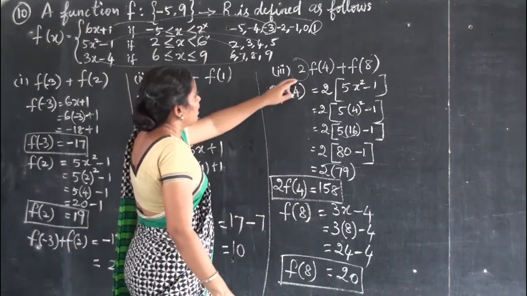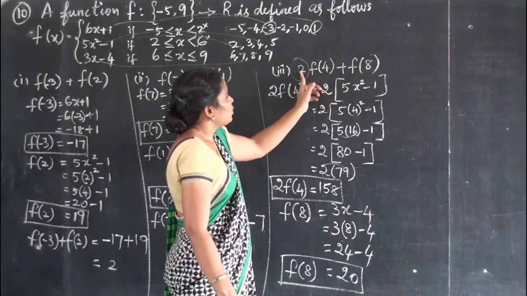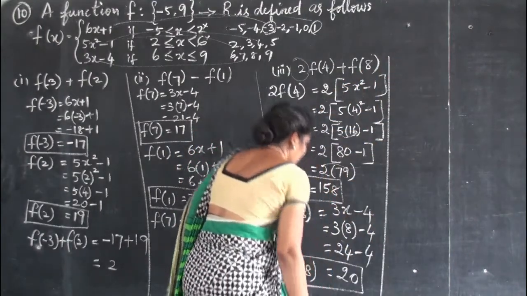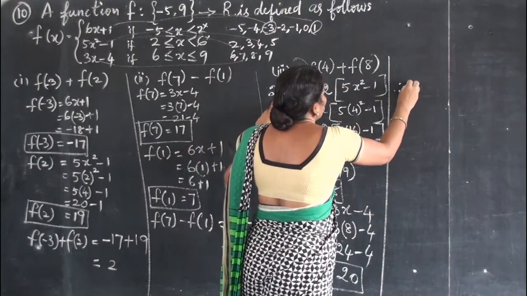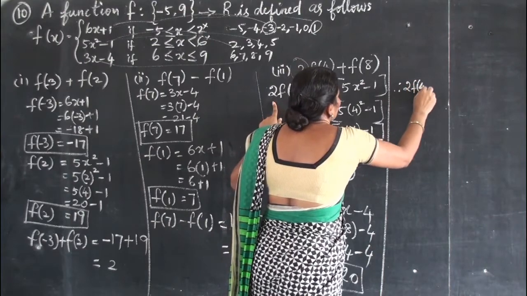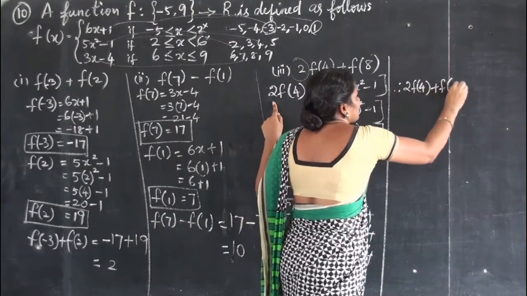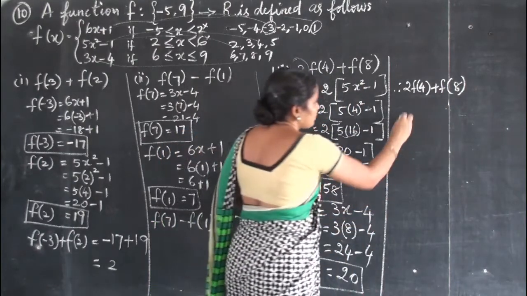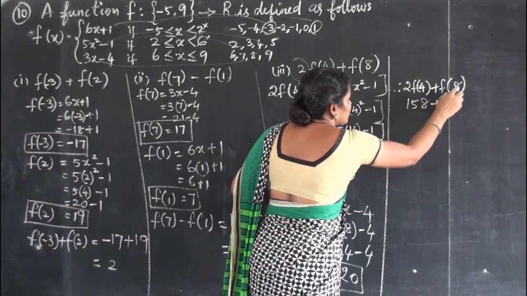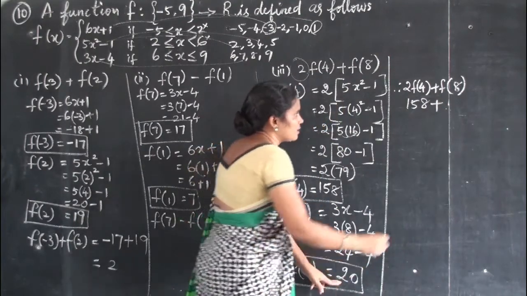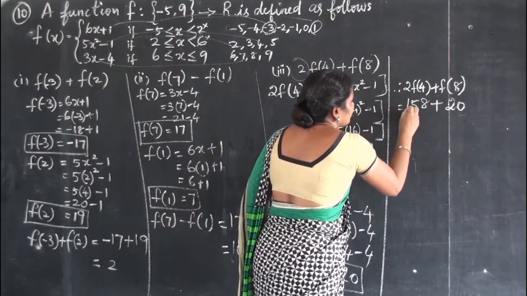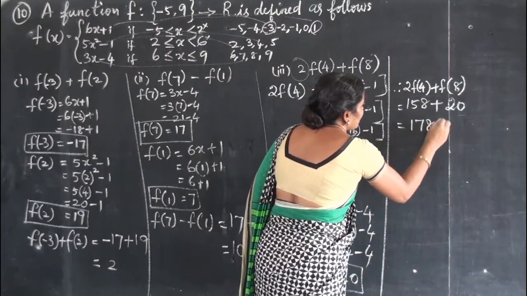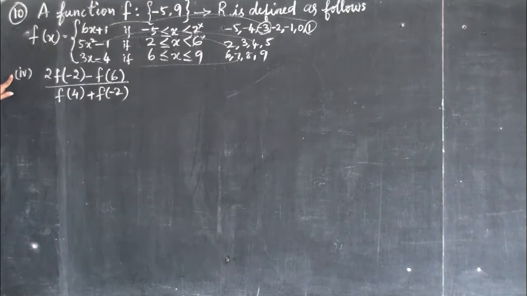What they ask us to find is 2f of 4 plus f of 8. Therefore, 2f of 4 plus f of 8. What is 2f of 4? It is 158, plus f of 8 we get 20. So add: 158 plus 20 is 178.